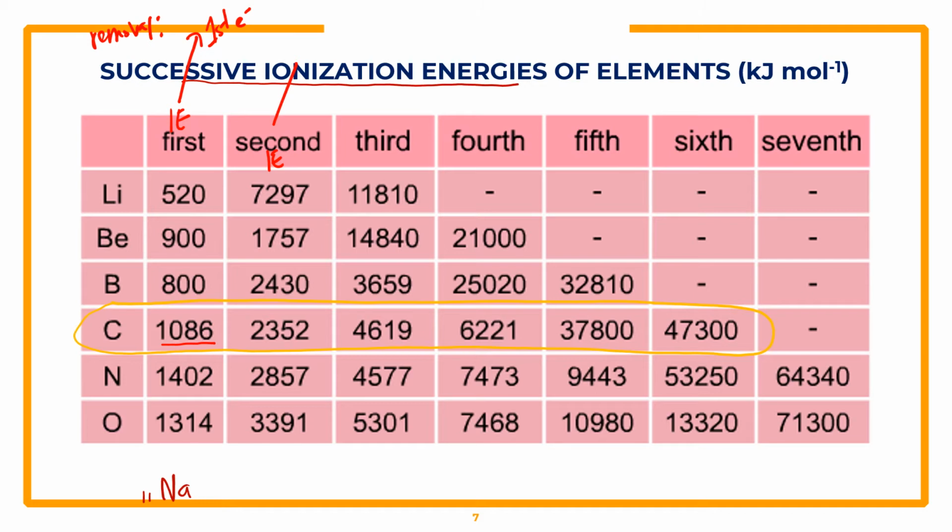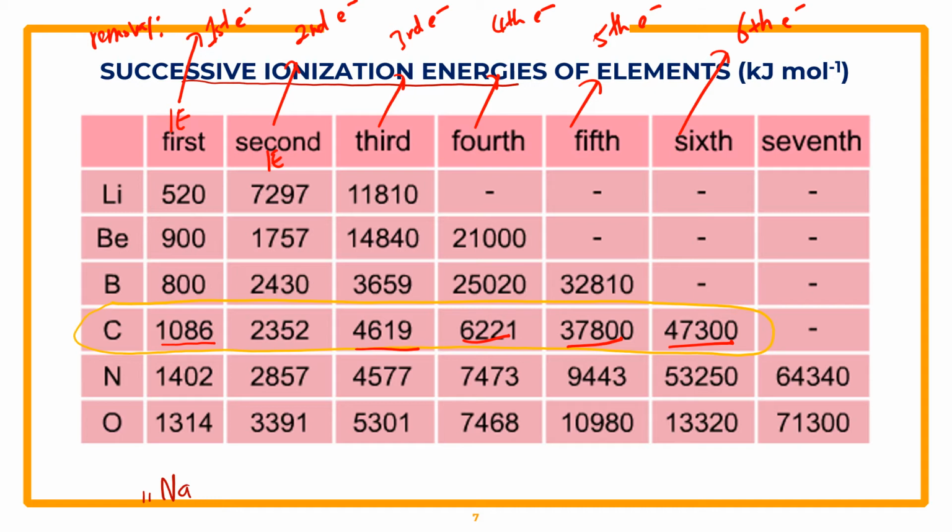Second IE merujuk kepada removal of the second electron. Okay, jangan salah faham, second IE merujuk kepada removal of second electron. Elektron yang kedua. Bukannya removing 2 elektron. No. Okay, masih removing 1 elektron tetapi elektron yang kedua. So third IE here merujuk kepada removal of the third electron. Okay, fourth IE is removal of the fourth electron. Fifth IE removal of the fifth electron, and the sixth IE merujuk kepada removal of the sixth electron. Okay, membuang elektron yang ke-6.